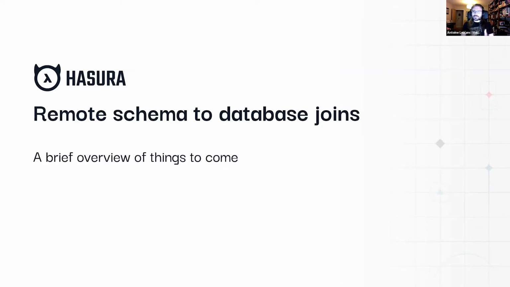We mentioned earlier that there are going to be two kinds of features: the ones that are ready that we want to show, and the ones that are still work in progress. This one is definitely on the work in progress side of things. We are working on extending remote joins to allow joining from a remote schema to a local database. I'm going to show you a quick demo of what it looks like at the moment.